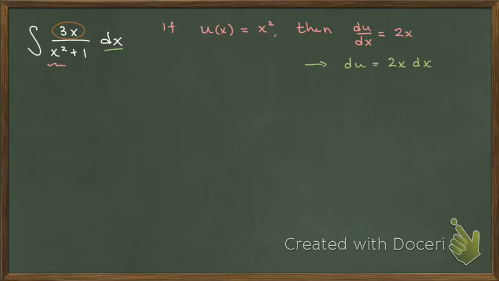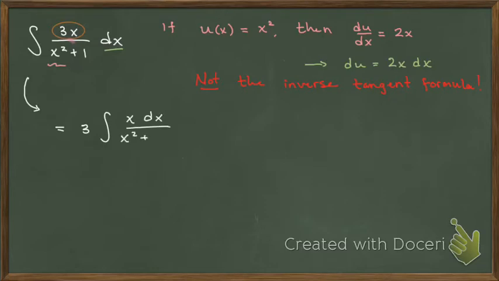And in fact, there's an x in the numerator. The only issue is that extra 3. So there's a way we can handle that. Let's move the 3 out in the next line here. But first, again, this is not the inverse tangent formula. We move the 3 out, and we see x dx divided by x squared plus 1. And I've got 2x dx for du.